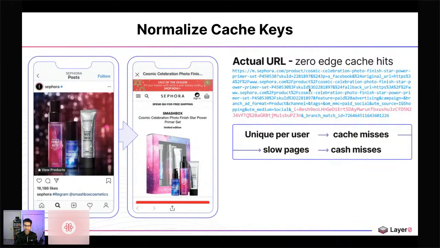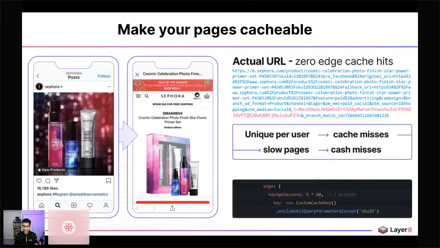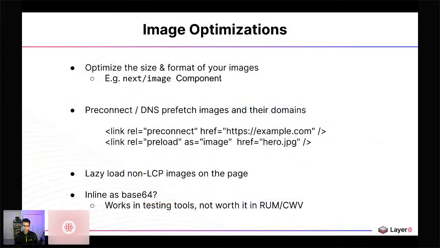It turns out the only thing that affects the content of this page is really the SKU ID. The rest are just marketing data that JavaScript on the page is going to use. So in this case, you want to tell your CDN, hey, ignore everything but the SKU ID parameter when you cache this page. In Layer 0, we do have something that makes this really easy called Edge.js that you can take a look at if you want.